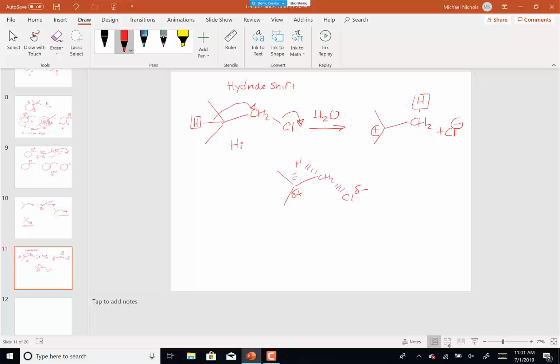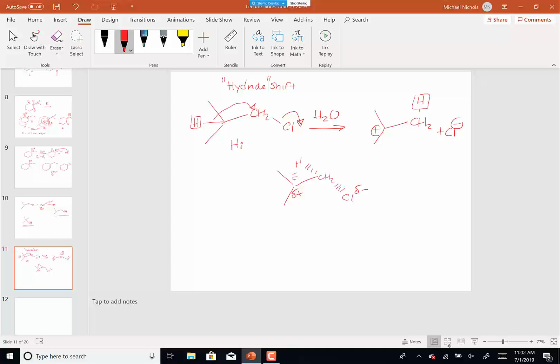The reason we call this a hydride shift, and maybe I should put that in quotes, is because basically the hydrogen is moving with a pair of electrons. The carbon that becomes the carbocation then loses its pair of electrons. And certainly the CH2 attached to the chlorine will never have a charge, because it would be a primary carbocation. So this can actually happen if you give it enough energy.